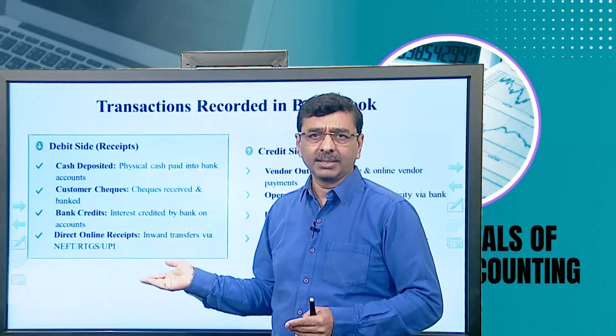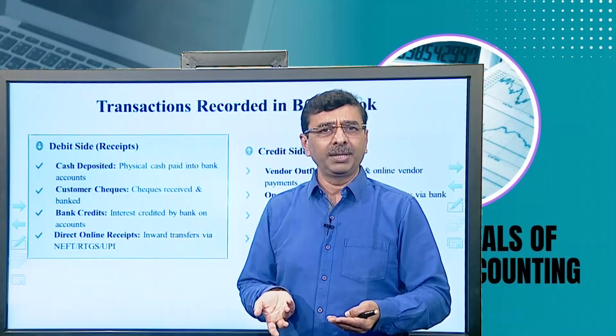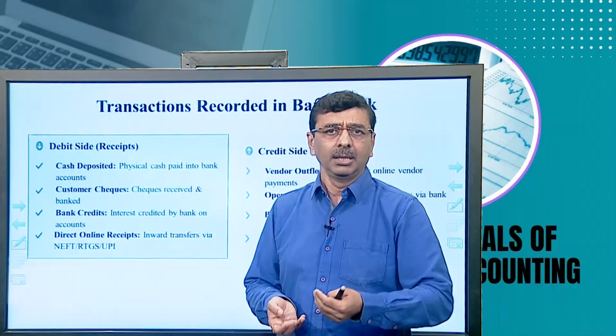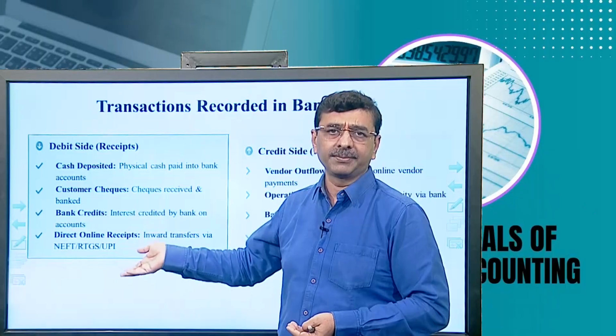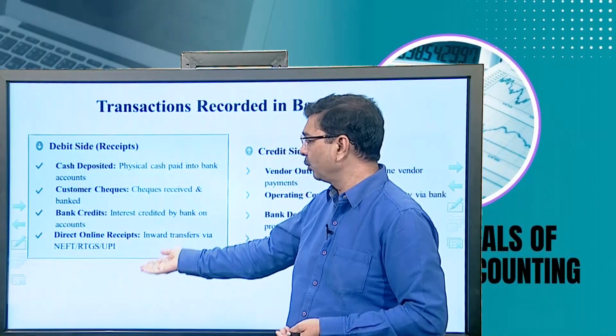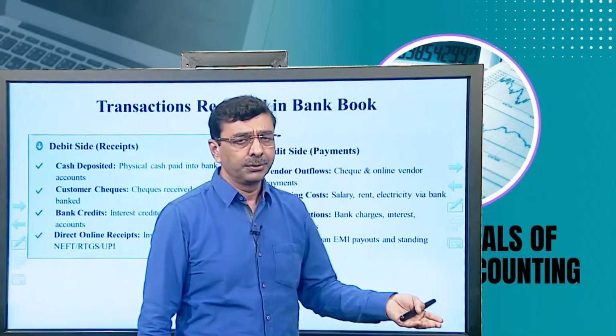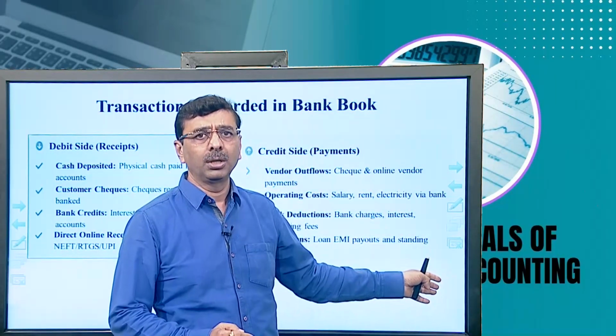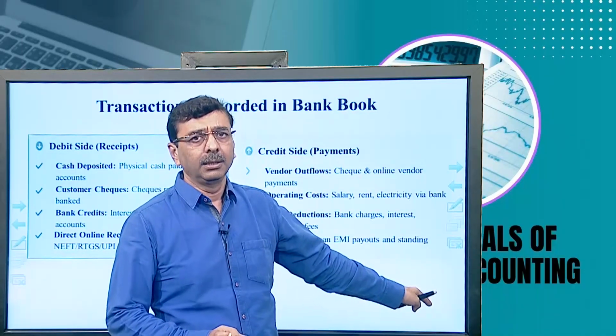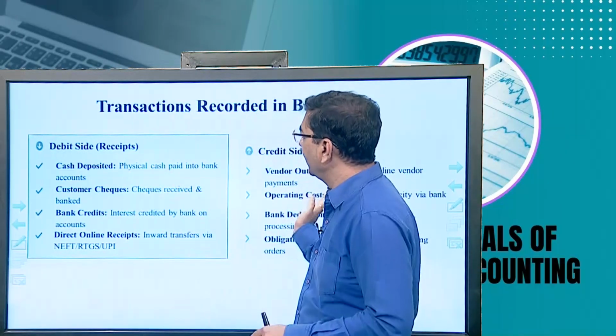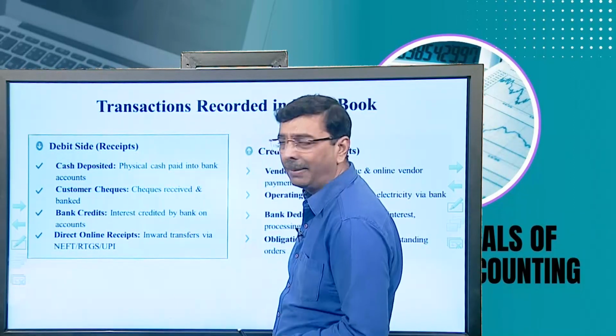If any online transaction takes place, or you get an amount directly credited in your account, some UPI transfer or IMPS transfer or RTGS or NEFT or anything, and the amount has been credited in your account, it's your receipt. That would be considered later on when you are able to get this information, and you have to record it on the receipt side. In reverse, any kind of payment made through online transactions will be recorded on the payment side. So this is the way to record the transactions in the bank book.